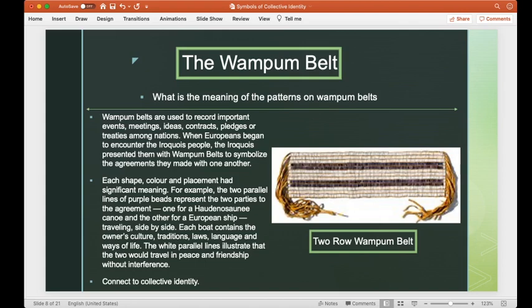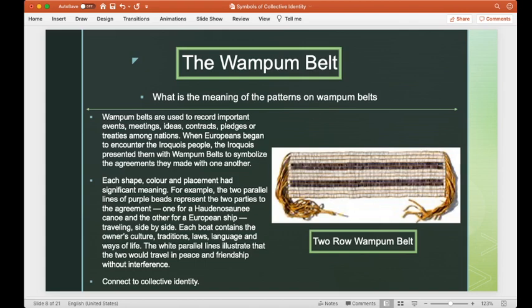And so this image was called the Two-Row Wampum Belt. So you have 3 rows of white and 2 rows of purple. In all wampum belts, every color, every shape, and the placement of the beads, because all those small little squares, those are individual beads, right? They have significant meaning, kind of like a poem, how each line has meaning to it as well. So for this one, the 2 parallel purple lines that are going side by side, they represent the 2 parties in the agreement. They represent the Iroquois, right, the Haudenosaunee, and they represent the Europeans.